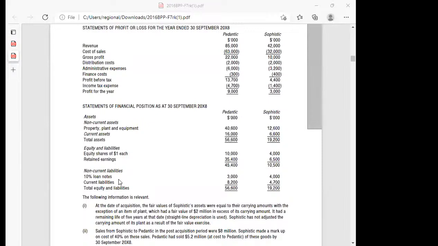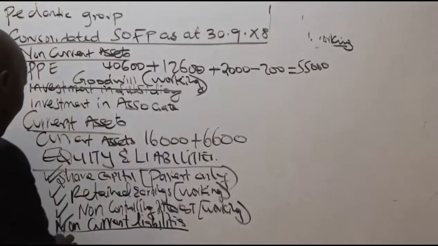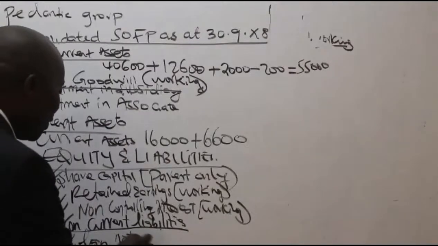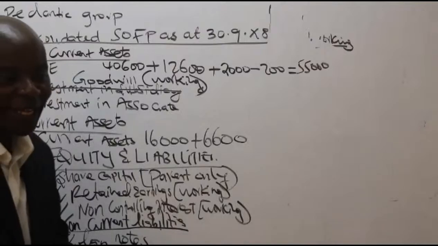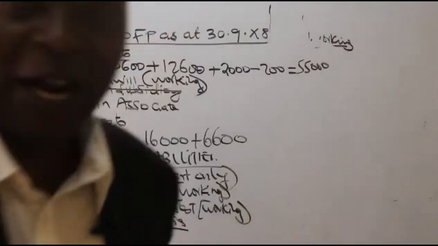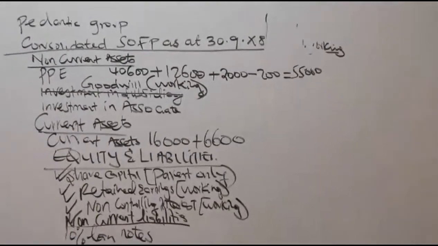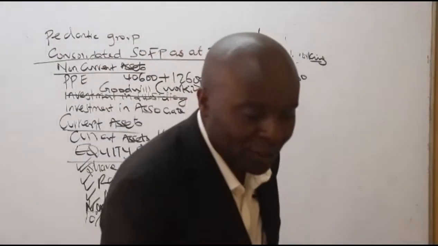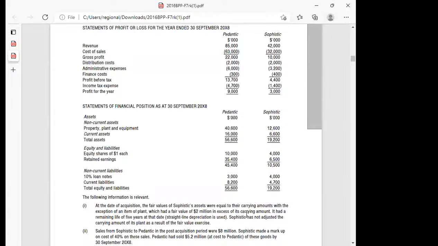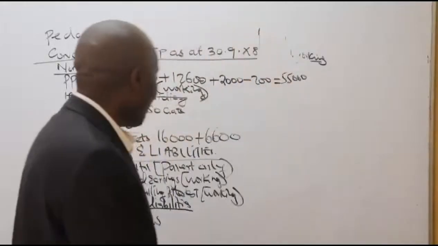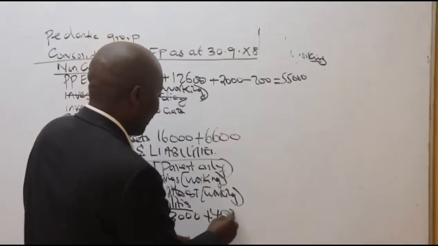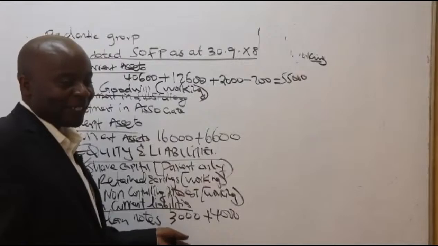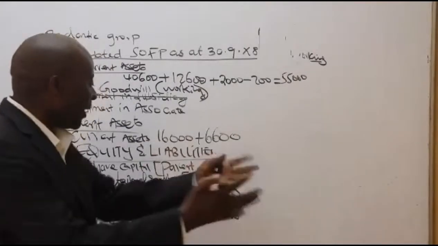Now, ladies and gentlemen, when you look at the non-current liabilities, we have 10% loan notes. So you'll come and mention here, 10% loan notes. And remember, you are consolidating, putting things together. So the loan notes, the one of the parent is 3,000. And then we have 4,000. So I'm simply adding there: 3,000 plus 4,000. I'll not even need to make any adjustment. This is a free mark. I've got so many low-hanging marks that I'm harvesting.